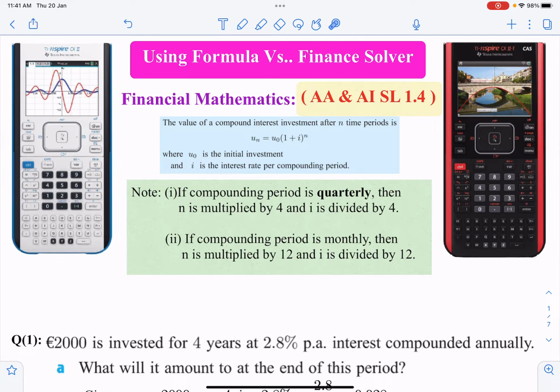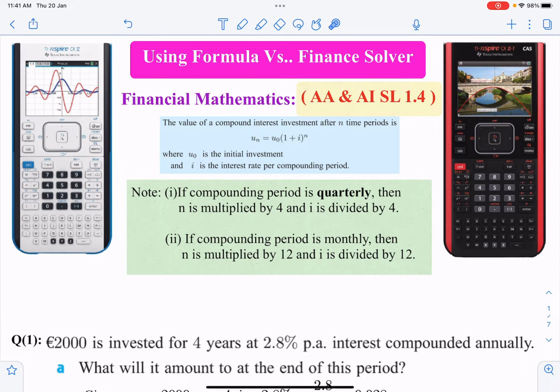Then the formula for compound interest is given by Un is equal to U0 into bracket 1 plus I to the power n, where n is the time period. The time period can be in months, years, quarterly, semi-yearly, whatever way you take it. U0 is the initial investment. I is the interest per compounding period, whether monthly, quarterly or semi-yearly. It can be in any form.